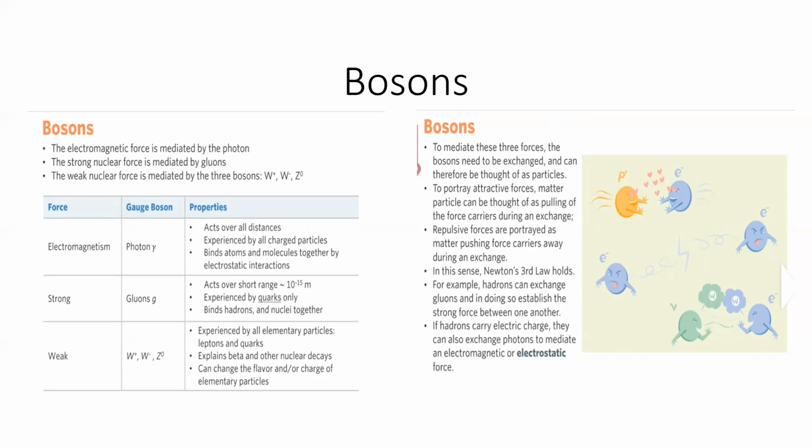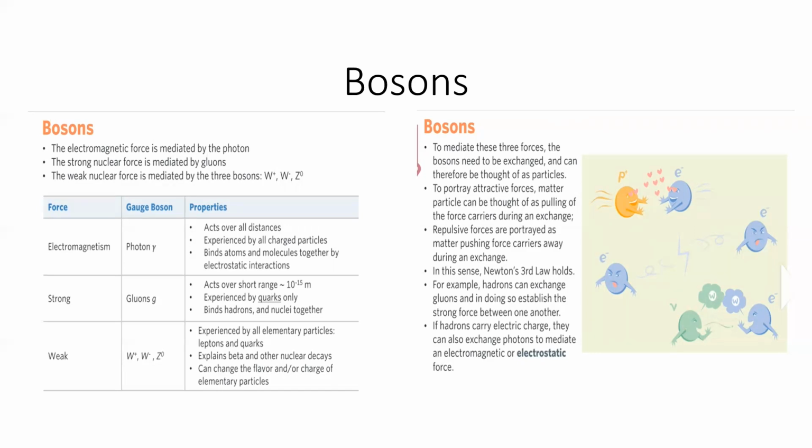The weak nuclear force, the bosons that cause the weak nuclear force are known as W plus, W minus, and Z naught or Z0. It is experienced by all elementary particles like leptons and quarks, explains beta and other nuclear decays, and can change the flavor and or charge of an elementary particle.